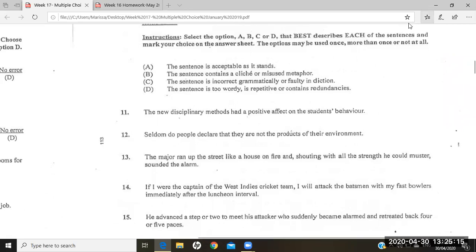Because D is saying that it's too wordy, it is repetitive or contains redundancies. So yes, we established the answer for number 13 is D, but what exactly is the issue with this sentence? Anyone knows? Let me give Musa a break for now because he has to do 14 and 15. Anybody knows what's the issue with number 13? And don't tell me it's repetitive or redundant. I want you to actually point out the error for me.